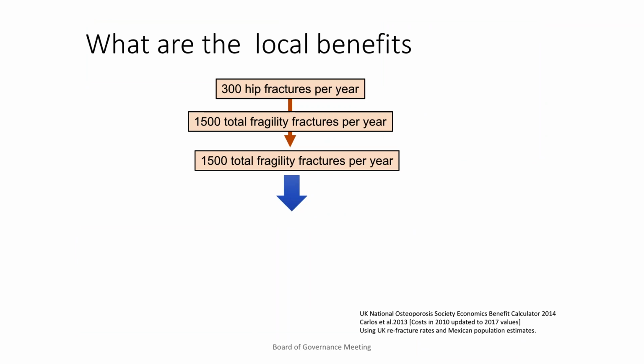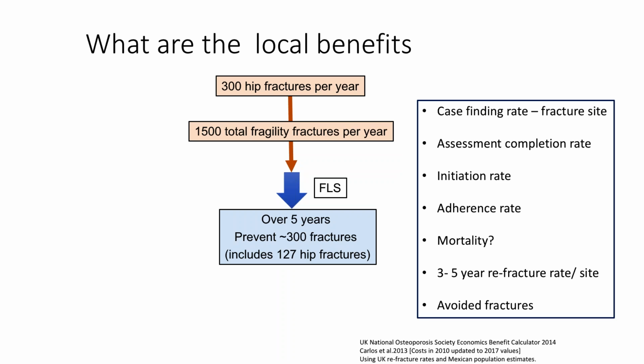One can then model for, say, if you have 300 hip fractures a year, we estimate there'll be 1,500 total fragility fractures a year, and you'll be seeing a proportion of these. And then if you can work out for your own local care setting what the estimated case finding rate is, so how many of the hip fractures, spine fractures, non-hip, non-spine fractures you find, how many attend the assessment, how many you'll actually initiate treatment on who don't have contraindications, what is the 1 year adherence rate. I haven't seen this yet, but some sort of adjustment in mortality may be needed in some settings. And then importantly, what's the expected 3 to 5 year refracture rate? And from this, we can get the avoided fractures.